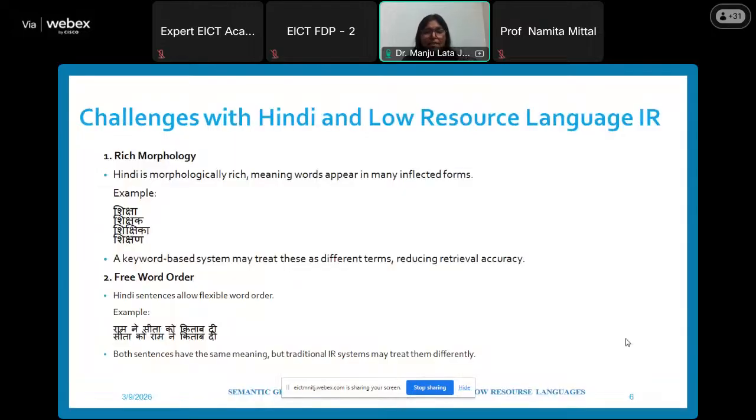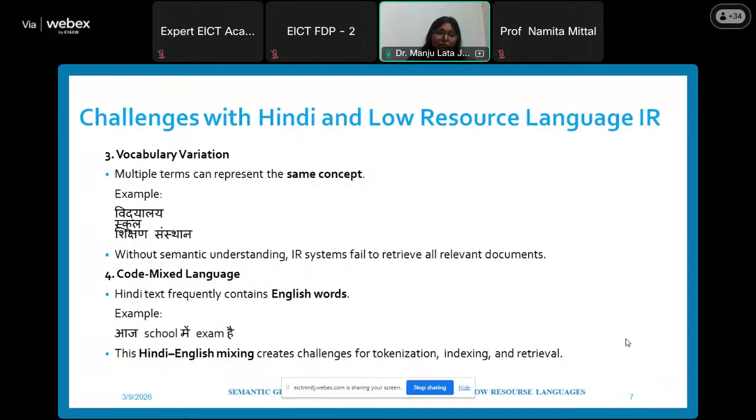And what are the specific challenges we have with Hindi and other low resource languages, with special reference to Indian languages? For example, rich morphology. For a particular teacher, there are multiple words like shiksha, shikshak, shikshika, shikshan. All these words are related. So one word can create multiple variations. Are the information retrieval algorithms really prepared to address such variations? Free word order, for example, Ram ne Sita ko kitab di or Sita ko Ram ne kitab di, both convey the same meaning, but is retrieval able to find all these things with all these variations, conveying the same meaning? So these are the challenges we still have.